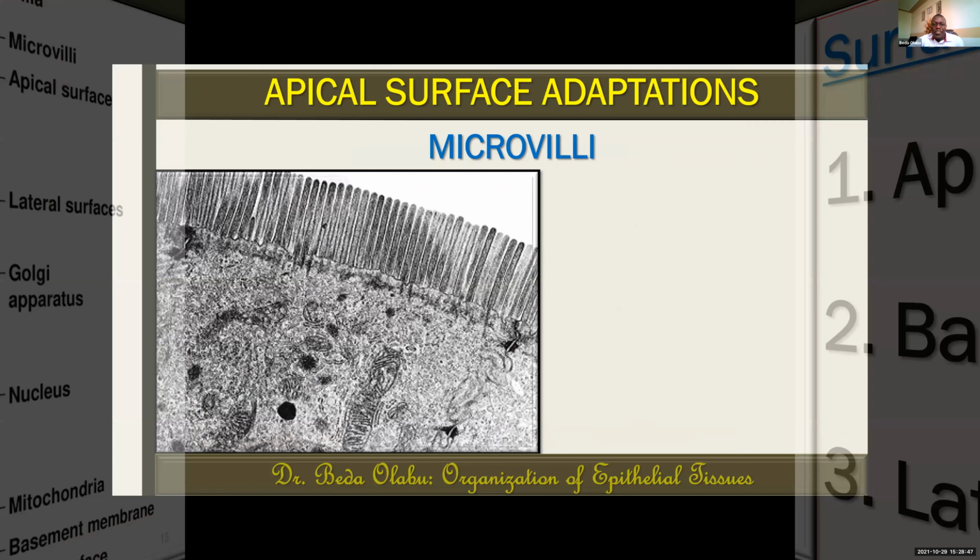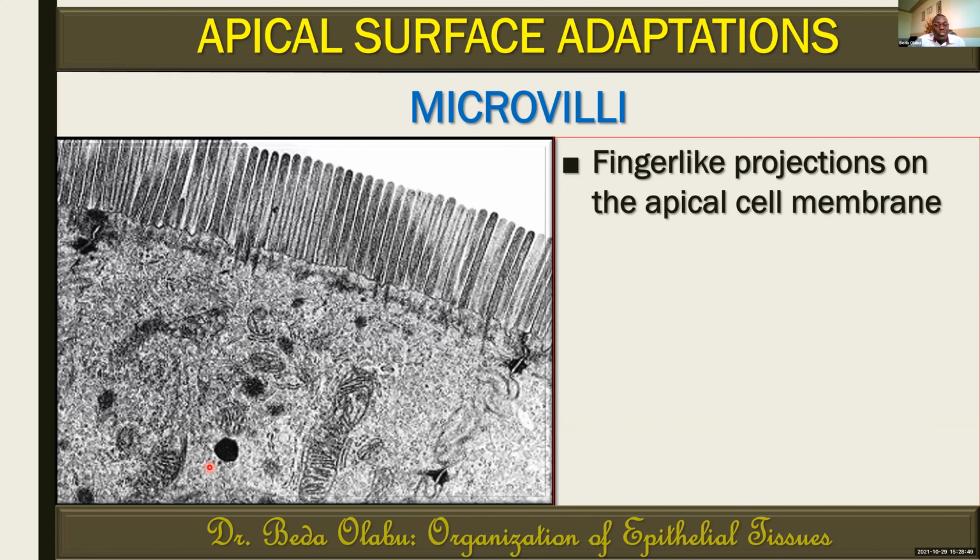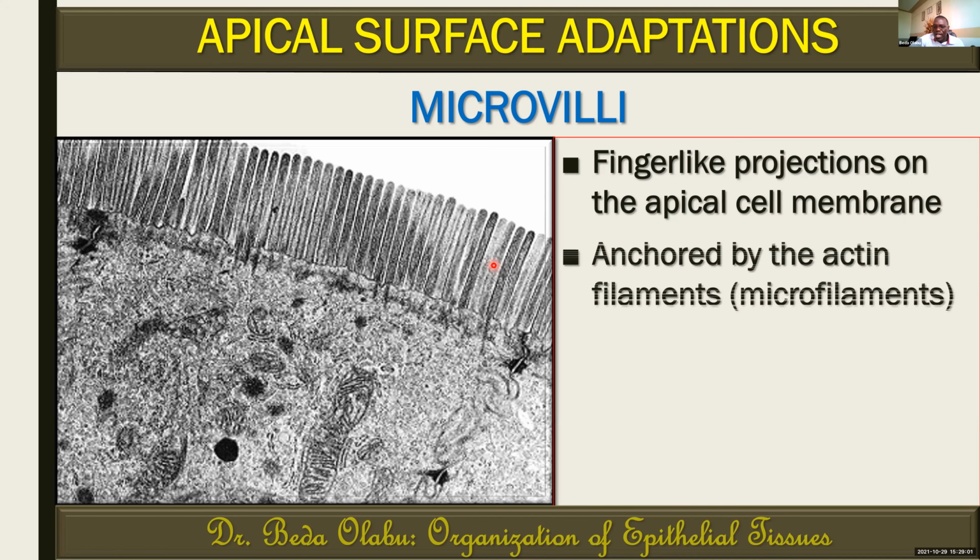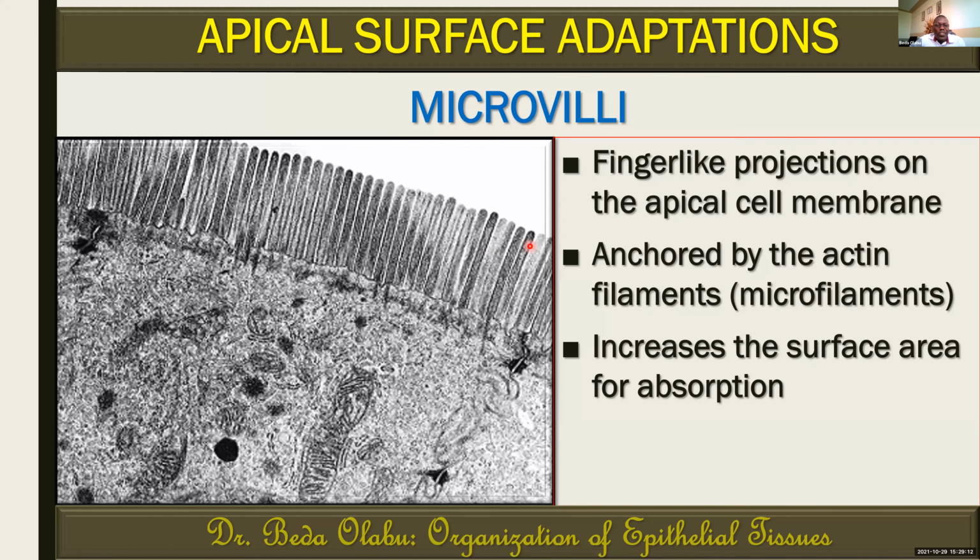Adaptations on the apical surface of the epithelium include microvilli. Microvilli are finger-like projections from the apical cell membrane. I'm rushing through this because this is particularly part of cell biology, and so most likely you've talked about it. So that's why I am rushing through. Microvilli are usually anchored by actin filaments, which are microfilaments. The aim is to increase the surface area over which absorption takes place.